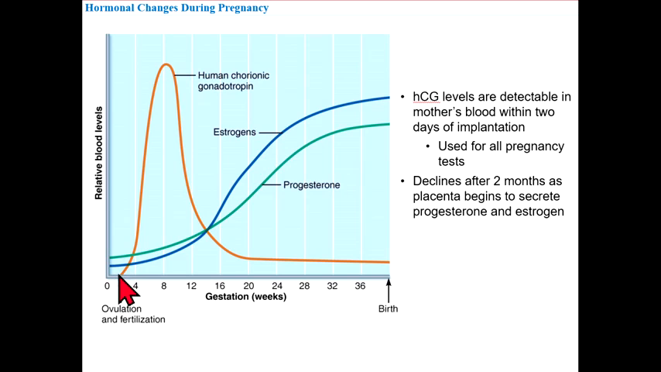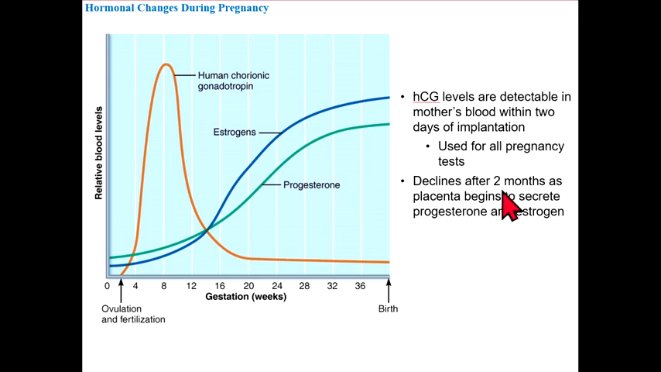So once HCG is being secreted by those trophoblast cells, we see that big spike in HCG. A female does not have HCG in their system unless they're pregnant. HCG levels are detectable in the mother's blood within 2 days after implantation, somewhere in this period right here. That's why it's used for all pregnancy tests, because someone who has just recently become pregnant will have high levels of HCG in their blood.